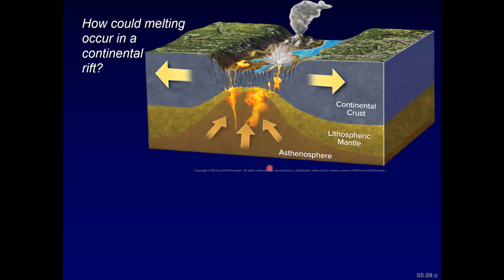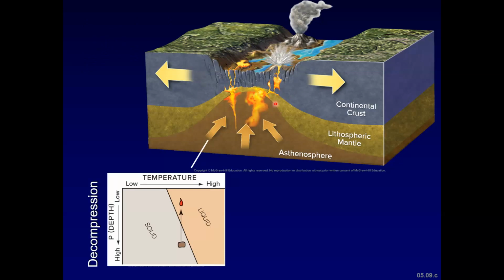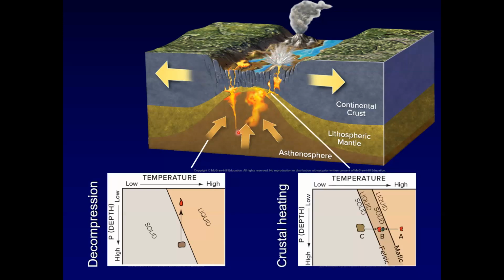How could melting occur in a continental rift? So you have divergence within a continent. Again, melting in the mantle is going to be caused by decompression melting with a sudden drop in pressure as this area opens up. Melting does depend on the composition of the material, but if you have mafic mantle-derived magma, it can melt more of the continent as well. Starting with decompression melting, now going into something called crustal heating, heating of the crust.